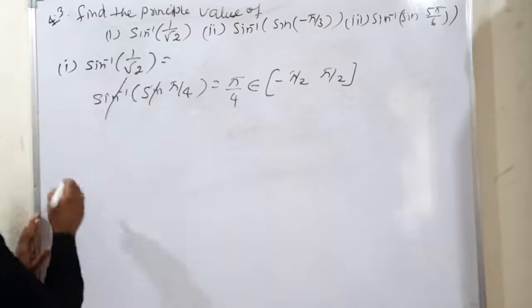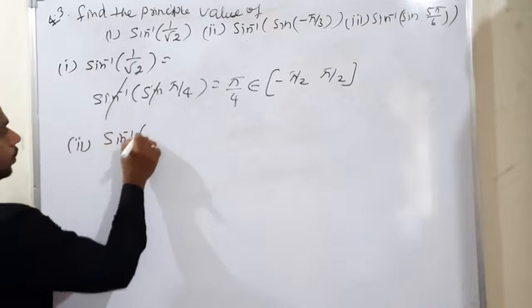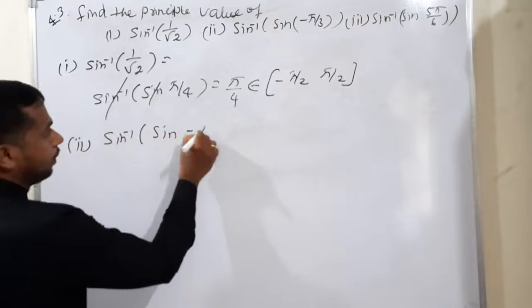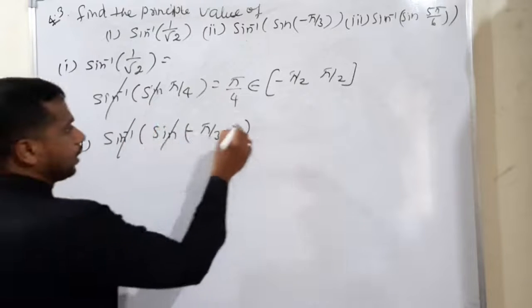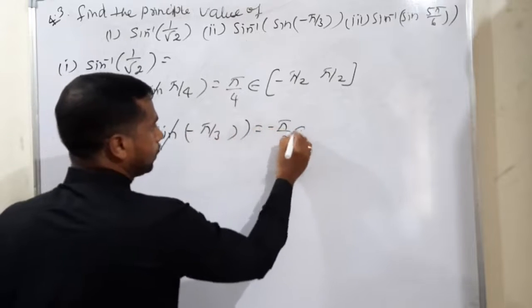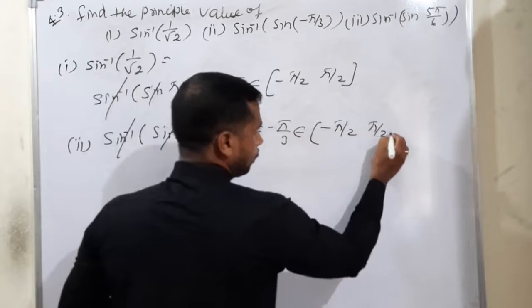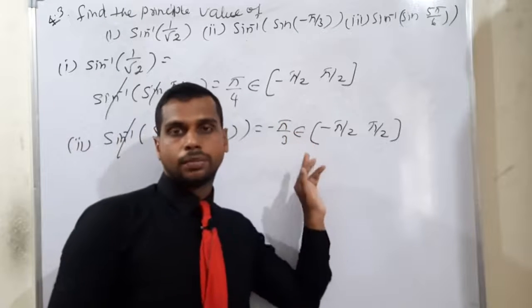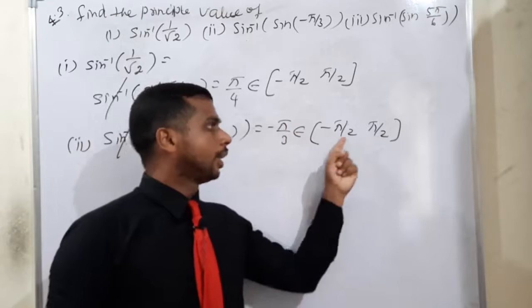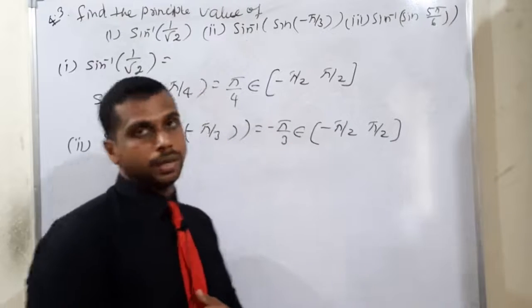I am moving to the second one. The second one we can write directly. Why? Listen there. What is the question? Sine inverse of sine negative pi by 3. So, negative pi by 3, sine inverse sine cancel means negative pi by 3. It belongs to negative pi by 2 to positive pi by 2, because pi by 3 means 180 divided by 3, 60 degree. It lies in negative pi by 2 to positive pi by 2. So, directly we can write it. This is the answer for subdivision 2.